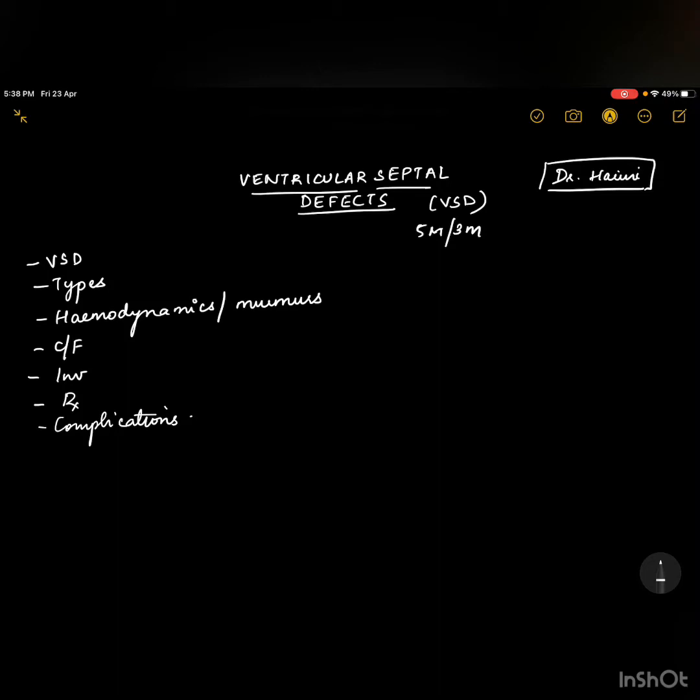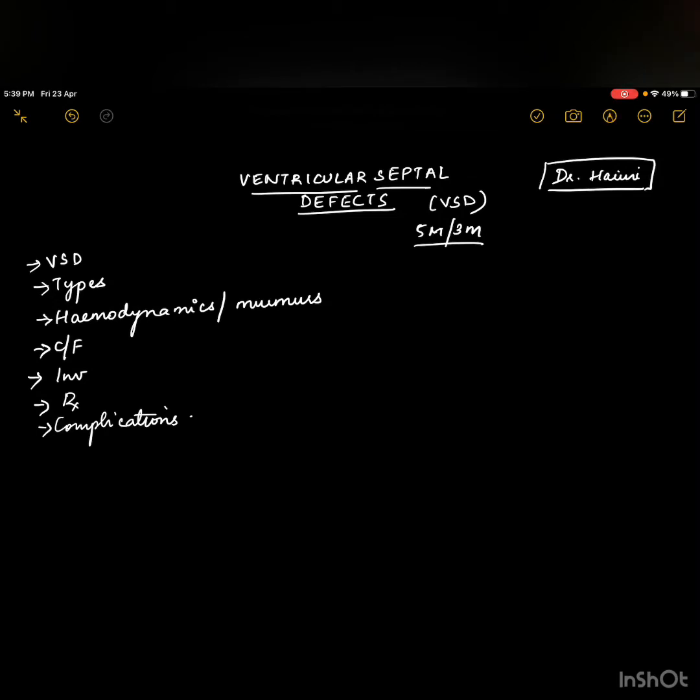It's commonly asked as a 5-marker or a 3-marker in your final exam papers. So we're going to discuss it under various subheadings. Firstly, we're going to see what a ventricular septal defect is, what are the types of ventricular septal defects, what is the hemodynamics, as well as the murmurs that are heard during this defect, what are the clinical features of this disease, investigations that can be done, treatment modalities available, and the complications of this condition.